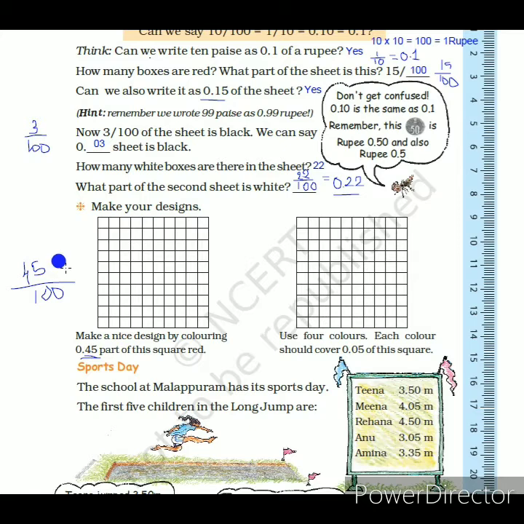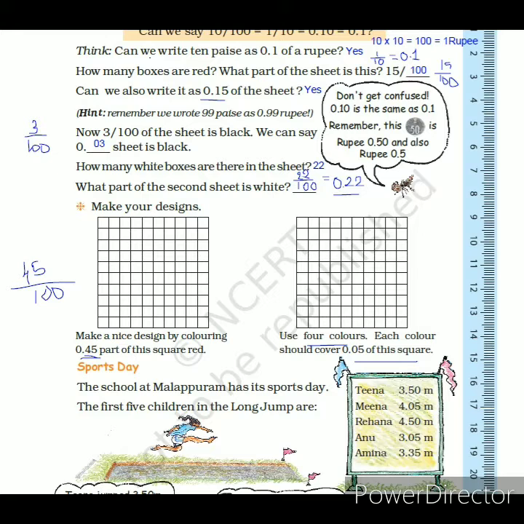So the next one is use 4 colors. Each color should cover 0.05 of this square. In the second box, select any 4 different colors, and each color should be given 0.05. That means out of 100, only 5 boxes you have to give a single color. If you are selecting red color, give 5 boxes red. If blue, give 5 boxes blue. That means out of 100, 5 boxes you have to give different colors.